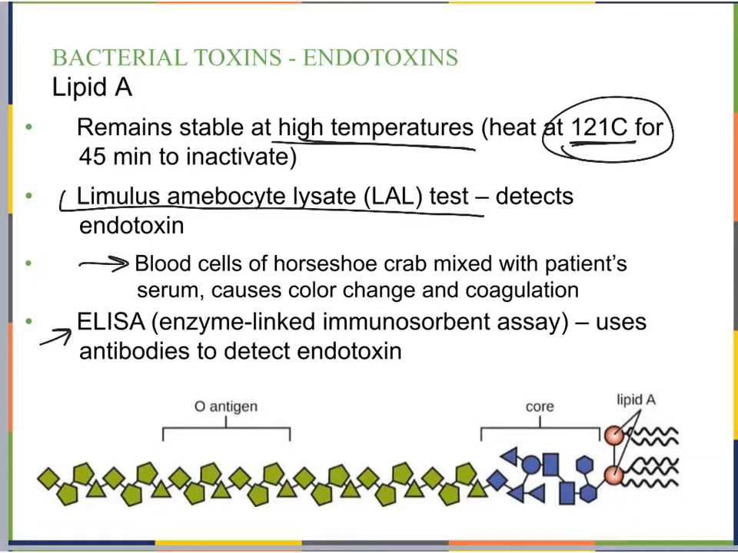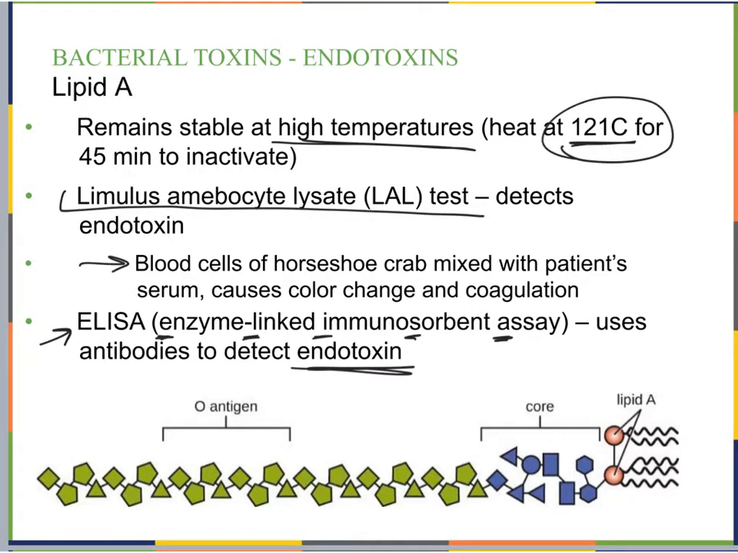We also have something called an ELISA, which is an enzyme-linked immunosorbent assay. This is going to use antibodies to detect the endotoxin, and we're going to talk about how we can use antibodies to detect certain things, including to detect this endotoxin.